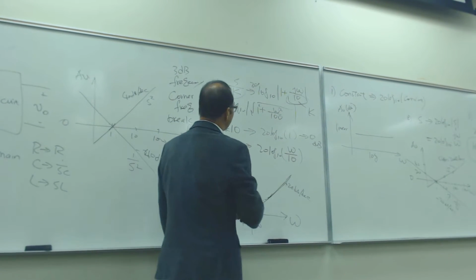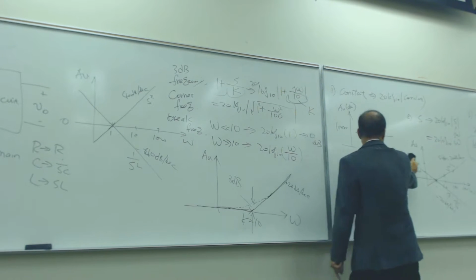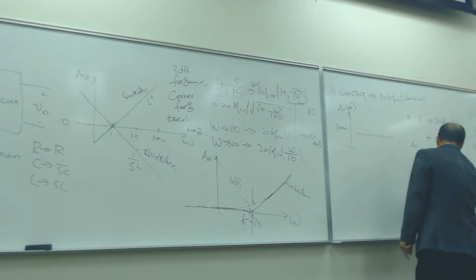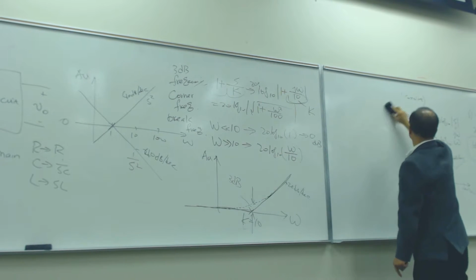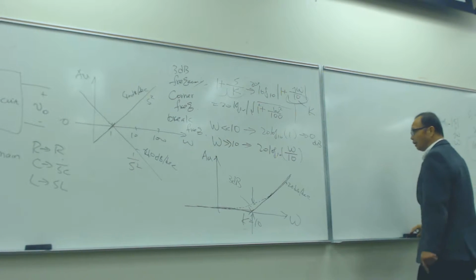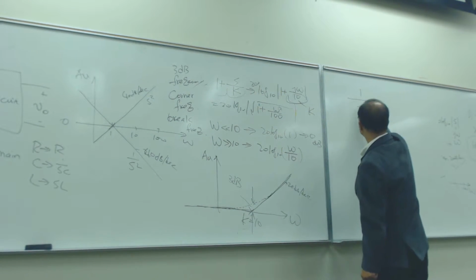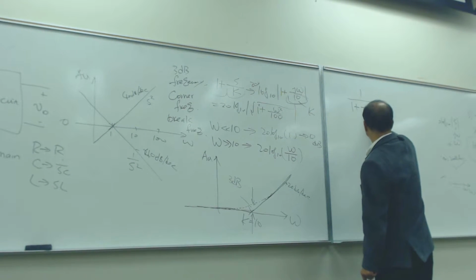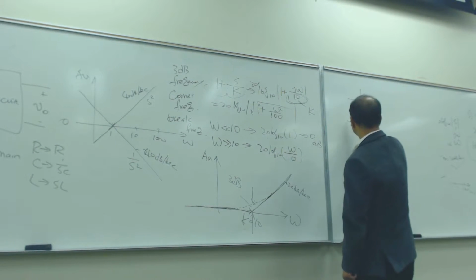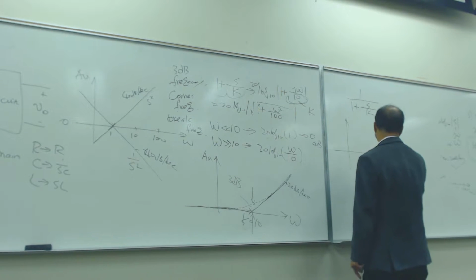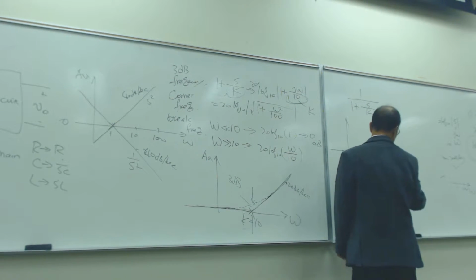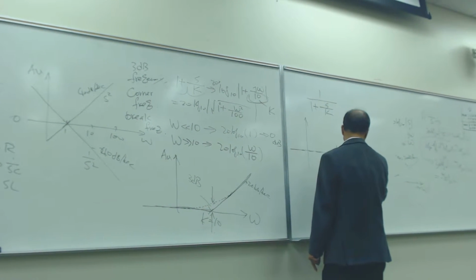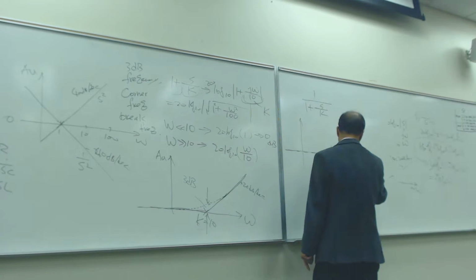All right. Now, if you have 1 over that function, I don't think I need to get into detail. If you have 1 over 1 plus s over K, then it will be like this. This is K. So it will be like this, and then go down, minus 20 dB per decade. That's it.